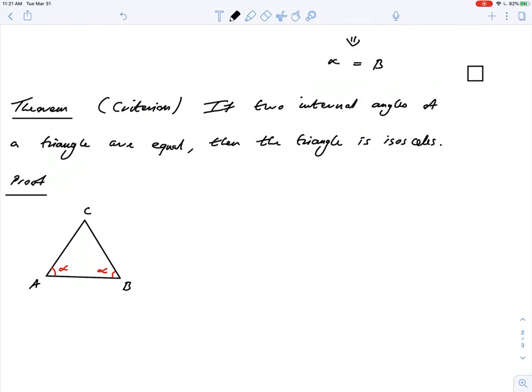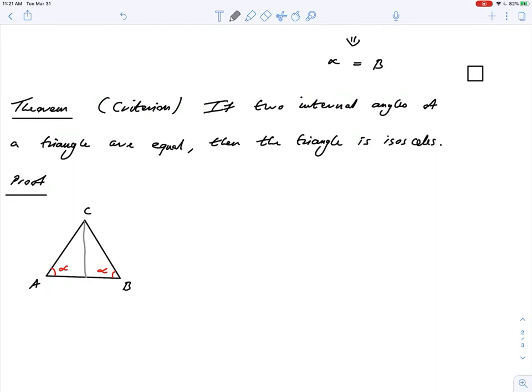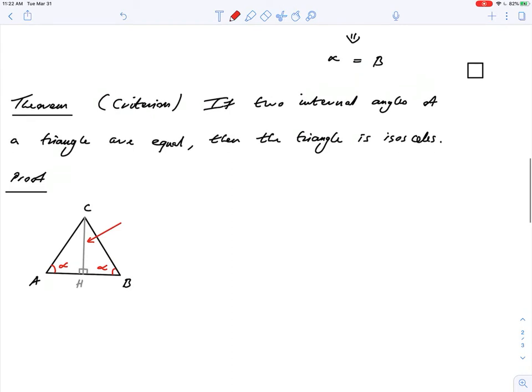But I need to decide on the kind of construction I'm going to do. Should I choose an angle bisector? There's a few options here. I think it would be nice to choose a slightly different one than we did before. Let's do an altitude, shall we say. Okay, and I'll call this H down here. So this is us imposing a construction.